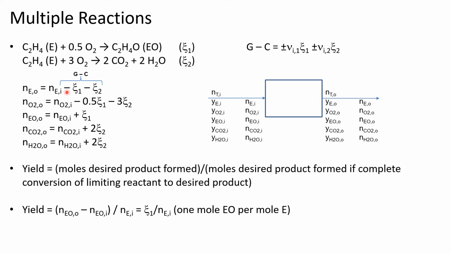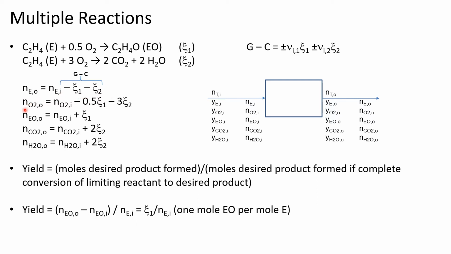So for each, we'll start off by identifying whether it's a product or reactant. So ethylene in the first reaction is a reactant, so we'll put a minus here. The stoichiometric coefficient for ethylene is 1, and we'll multiply by the extent of the first reaction, Xi1. Now we'll move on to the second reaction. In the second reaction, ethylene also is a reactant, so we'll put a minus. The coefficient is also a 1, and we'll multiply that by the extent of the second reaction, Xi2. So the ethylene out is equal to the ethylene in minus Xi1 minus Xi2.